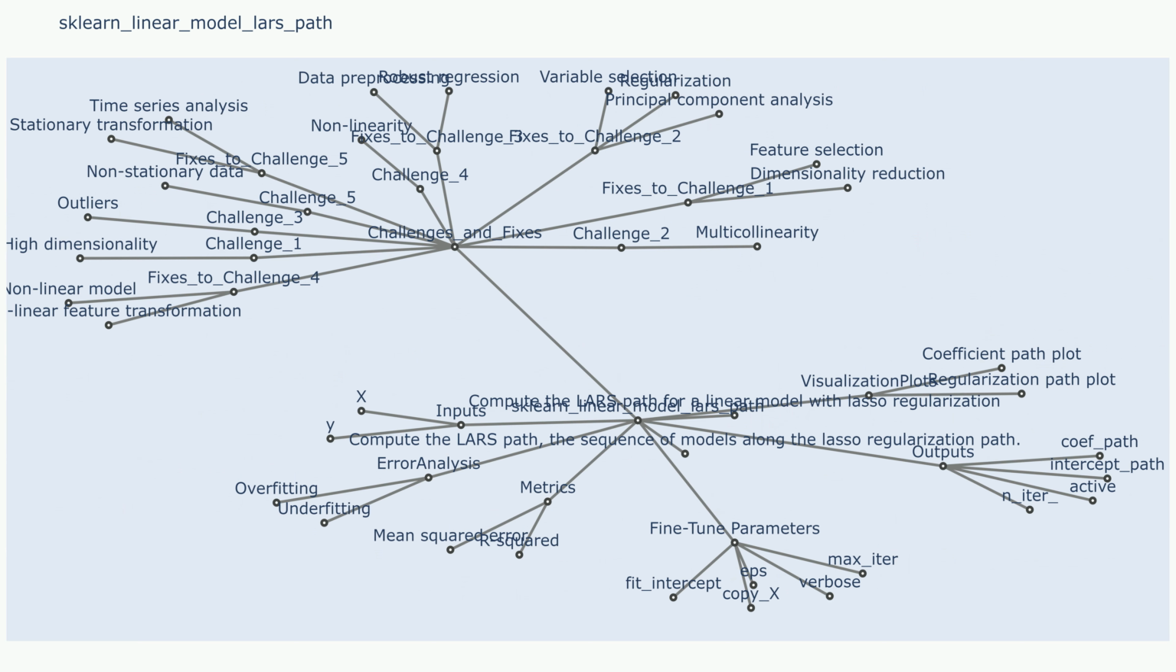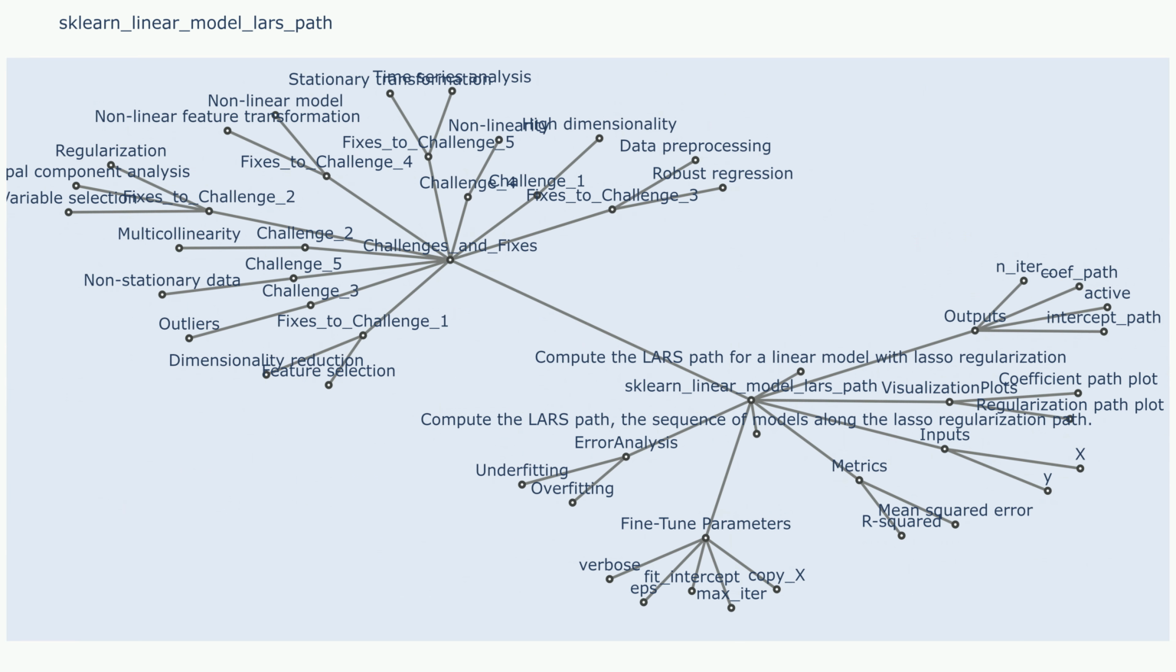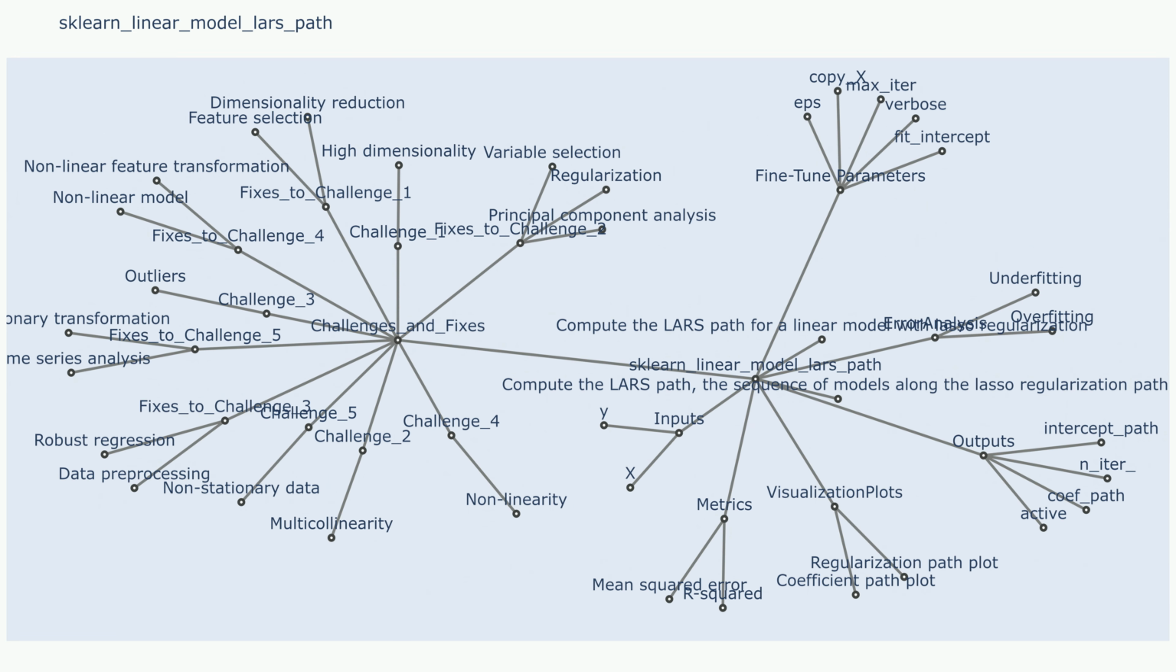Challenge 2. Collinearity. When there is high collinearity among features, the LARS algorithm may be unstable. Sample use case. A dataset with several features that are highly correlated. Fixes to challenge 2. Regularization. Use a regularization technique, such as lasso or ridge, to reduce the impact of collinearity. Principal Component Analysis (PCA). Apply PCA to reduce the dimensionality of the data by transforming the features into a set of uncorrelated components.